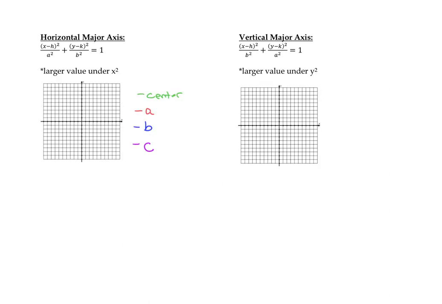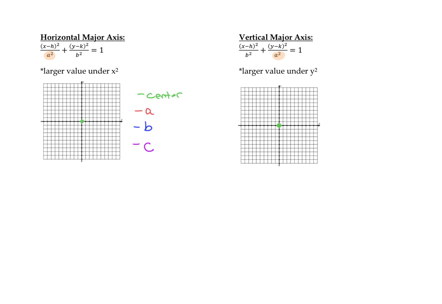Okay, so we're going to show the comparison between the horizontal major axis and vertical major axis. The thing to concentrate on is that the difference is when the value that is larger, wherever that's located, determines what kind of ellipse we have, a vertical or horizontal. So keeping that in mind, we're going to start off and we're going to start these centers at 0.